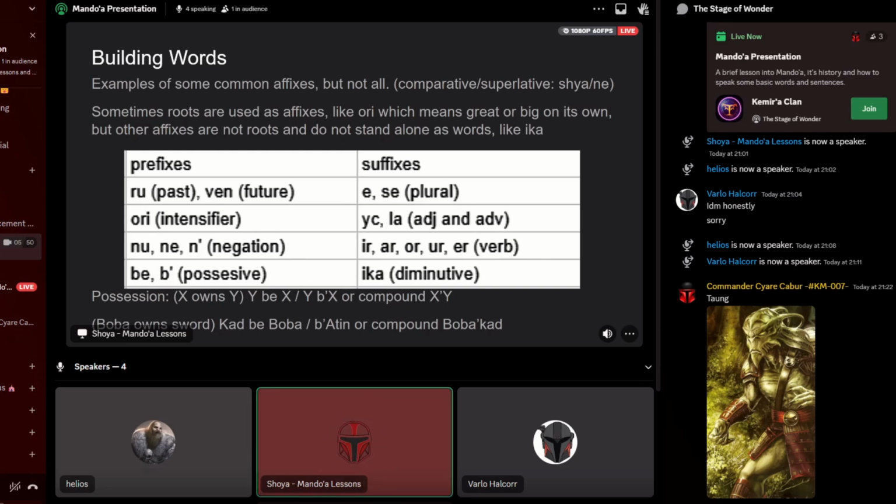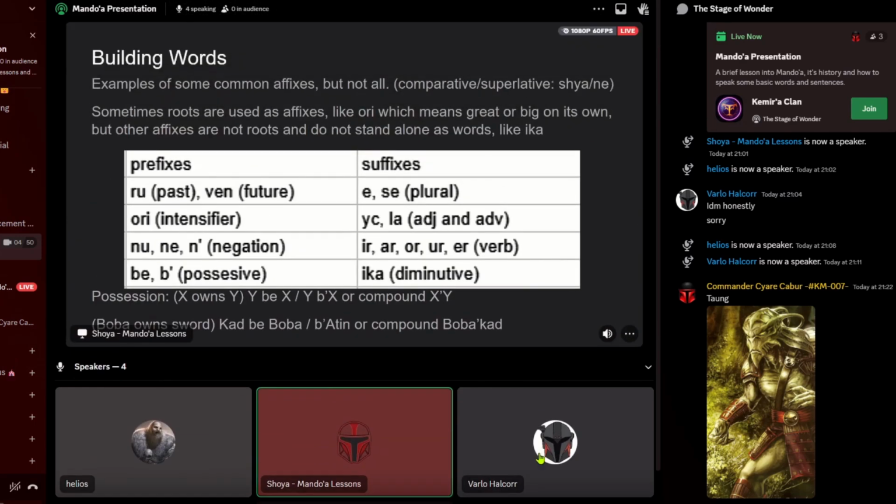But the problem with doing the compounds is some people might not know that you're doing a possession. They might think you're making some weird compound, if it isn't like a name, for example. So for suffixes, the most common one is the plural suffix, and that is e at the end of a word that ends with a consonant, or se if it ends with a vowel. And it's pronounced like a or se.